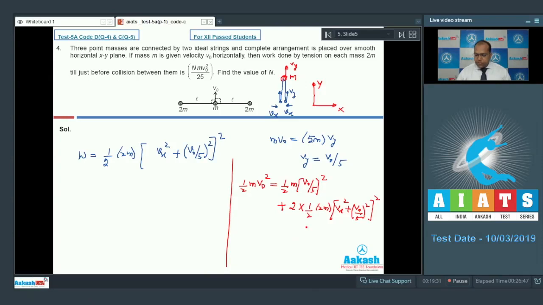So if I substitute the value of this from this equation, then it can be written as half m v naught square into 1 minus 1 by 25 into 1 by 2. So if I solve this, it comes out to be 6 by 25 m v naught square. So on comparison, the value of n comes out to be 6. Let's move to question number 5.